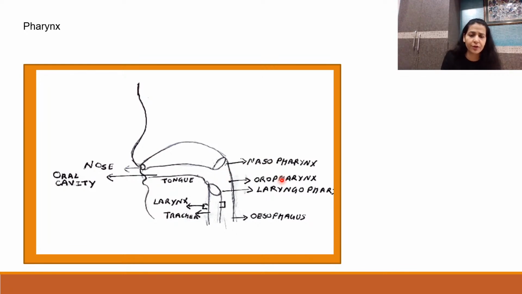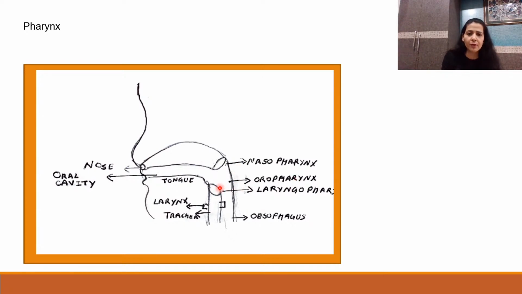All right. The common passage for both air and food is known as oropharynx. And finally, the bifurcation where in the front there is the windpipe and at the back there is the esophagus. So windpipe and esophagus are placed like this. In front it is the windpipe, at the back there is the esophagus. That bifurcation part is known as laryngopharynx. All right. So the pharynx is divided into three: nasopharynx, oropharynx, laryngopharynx. Nasopharynx is where the internal nares open. The common passage for both air and food, right after the nasopharynx, is the oropharynx.